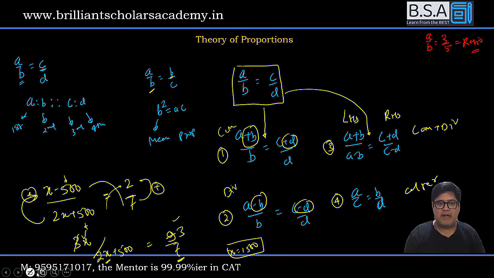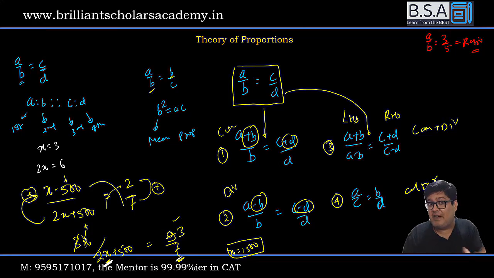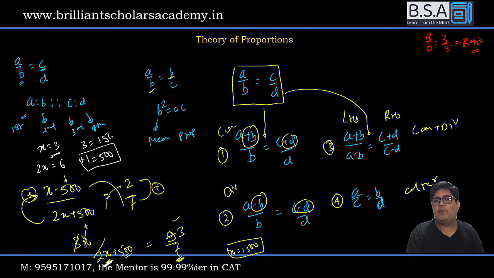Now this is the thought process. I'll try to write it here with a different colored pen. Here, the thought process is if x is equal to 3, the 2x part must be equal to 6. Now, why is there a 7? That plus 1 is equivalent to 500. If 1 is equivalent to 500, what is x? x is equal to 3. So 3 must be equivalent to 1500. That is the value of x.